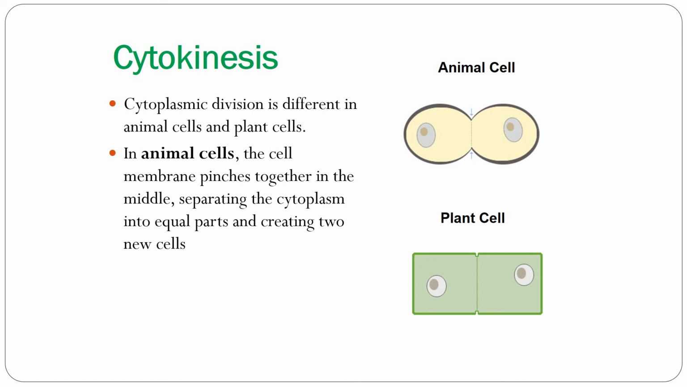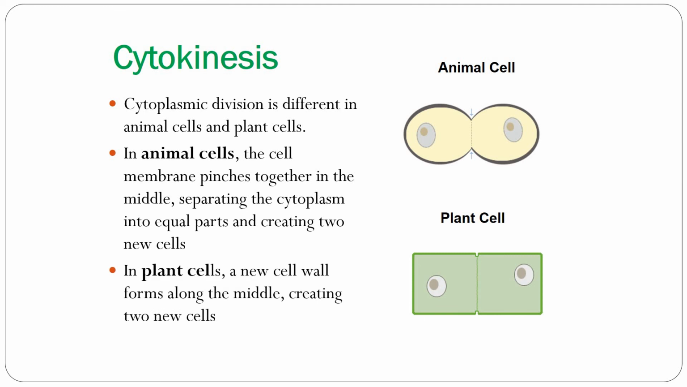we can see that there's a different process for animal cells and plant cells. For animal cells, there's a little pinch that happens right here in the middle, and it separates the cytoplasm into two equal parts, and as they separate, it becomes two cells. But for plant cells, there's a cell wall that gets created here, and that cell wall creates a division, and it turns into two new cells.